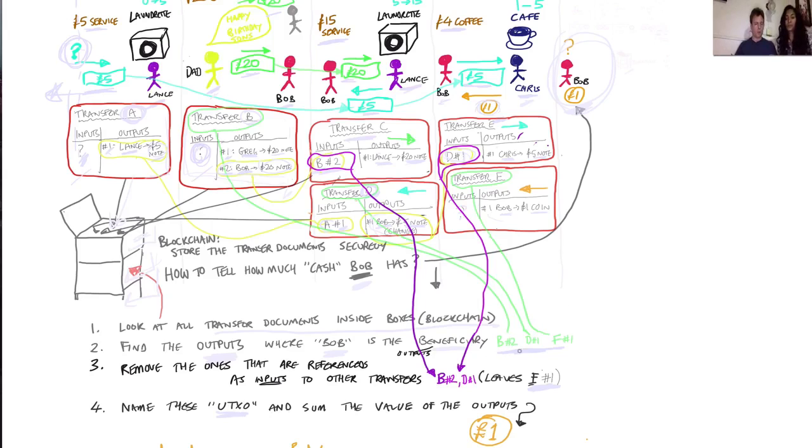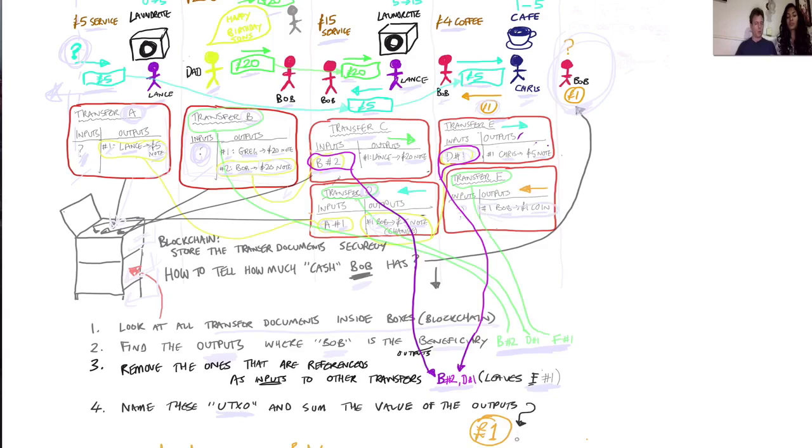So from all the transaction outputs that list you as the beneficiary, which of them have been unspent, as in, which of them have not yet been used as inputs into subsequent transactions? We took B output number 2, D output number 1, and F output number 1. Those were our transaction outputs. We removed the B and D ones because they've already been spent as inputs, and that leaves you with the unspent transaction output, which is just F output number 1, the £1 coin.